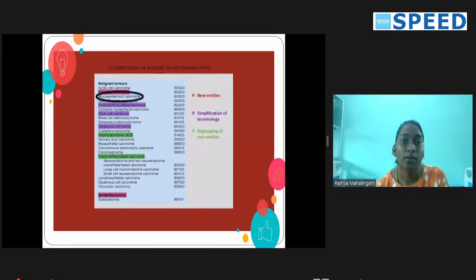We will be seeing mucoepidermoid carcinoma in detail, and also pleomorphic adenoma, because these two are the most commonly seen tumors, and questions related to MEC and pleomorphic adenoma are more commonly asked as MCQs.